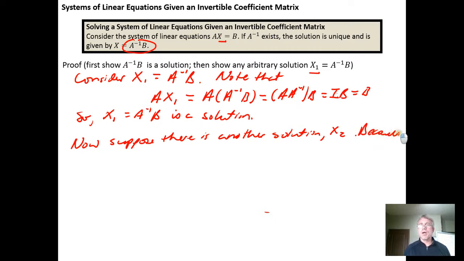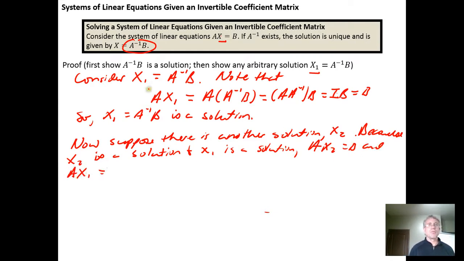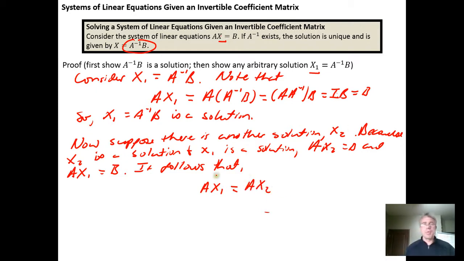So what do we know? We know because x sub 2 is a solution and x sub 1 is a solution, we know that A times x sub 2 has to equal B, and we know A times x sub 1, we already showed that that equals B. But if they're both equal to B, then by the transitive property of equality, it follows that A times x sub 1 has to equal A times x sub 2 because they're both equal to B. And then we simply multiply both sides by A inverse.